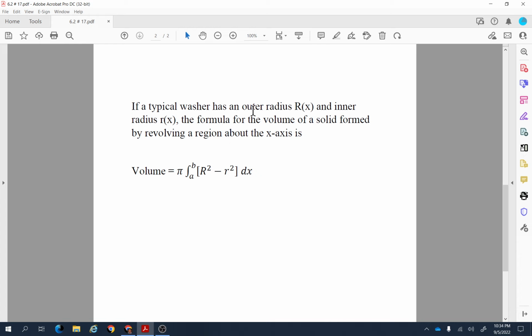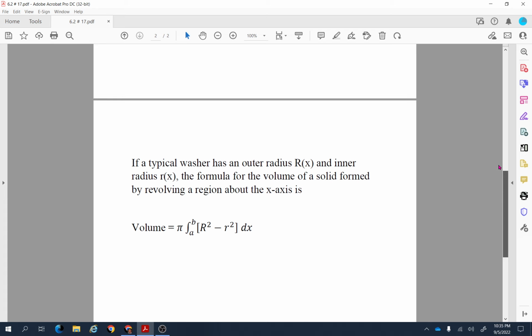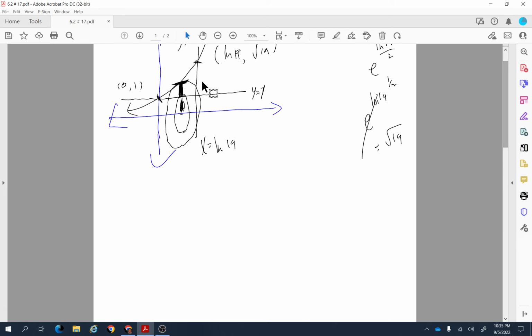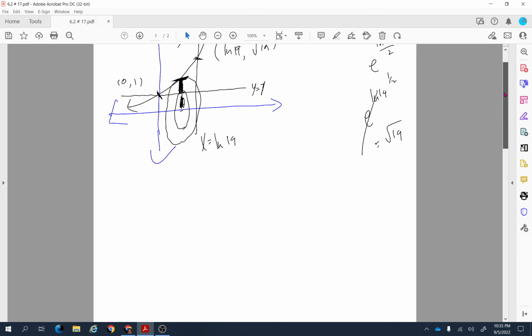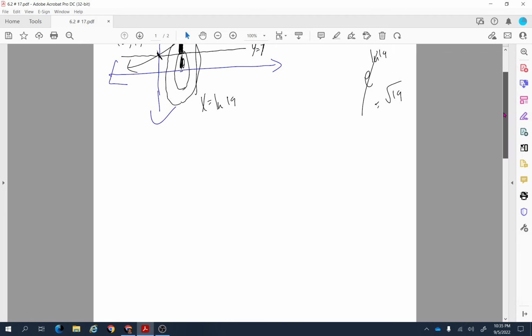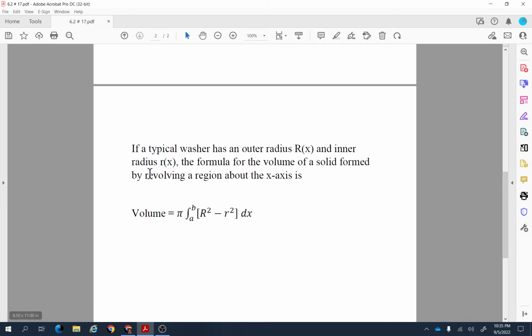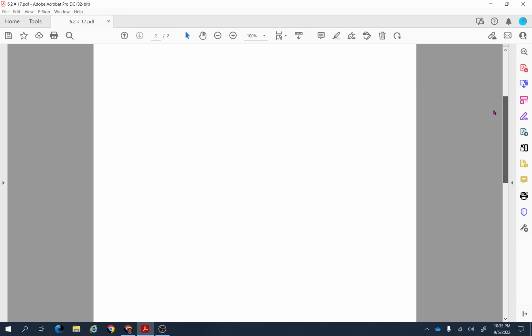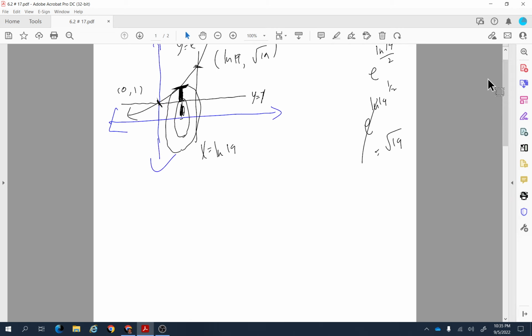If a typical washer has an outer radius capital R of x, which in this picture is the big circle, and a small circle with radius small r, then we can find the volume using this formula: pi times the integral from a to b of R squared minus r squared, where a and b are the range of x. In this case, a is the smallest value of x, which is 0, and b is the largest value of x, which is ln 19.